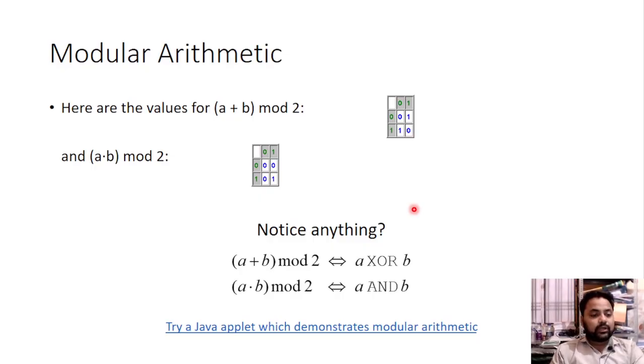This is the important thing to notice: a plus b mod 2 is equivalent to a XOR b, and a times b mod 2 is a AND b.